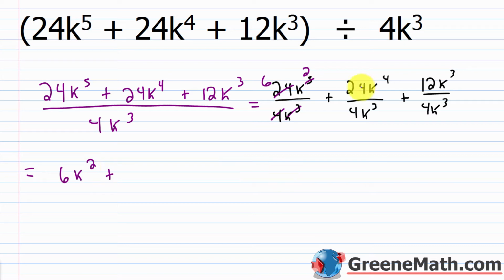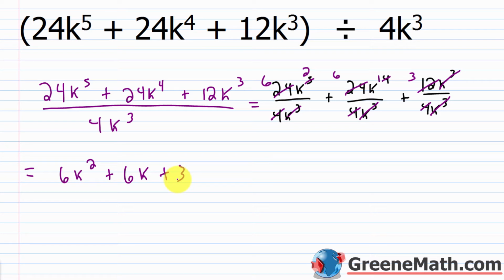For the next scenario, again, I have 24 over 4. That's 6. I have k to the fourth power over k cubed. So this cancels, and I have k to the first power. So I have plus 6k. Then lastly, I have 12 over 4, which we know is 3. And then k cubed over k cubed is 1. So basically, that's just plus 3 there. So your answer, or your quotient here, is 6k squared plus 6k plus 3.